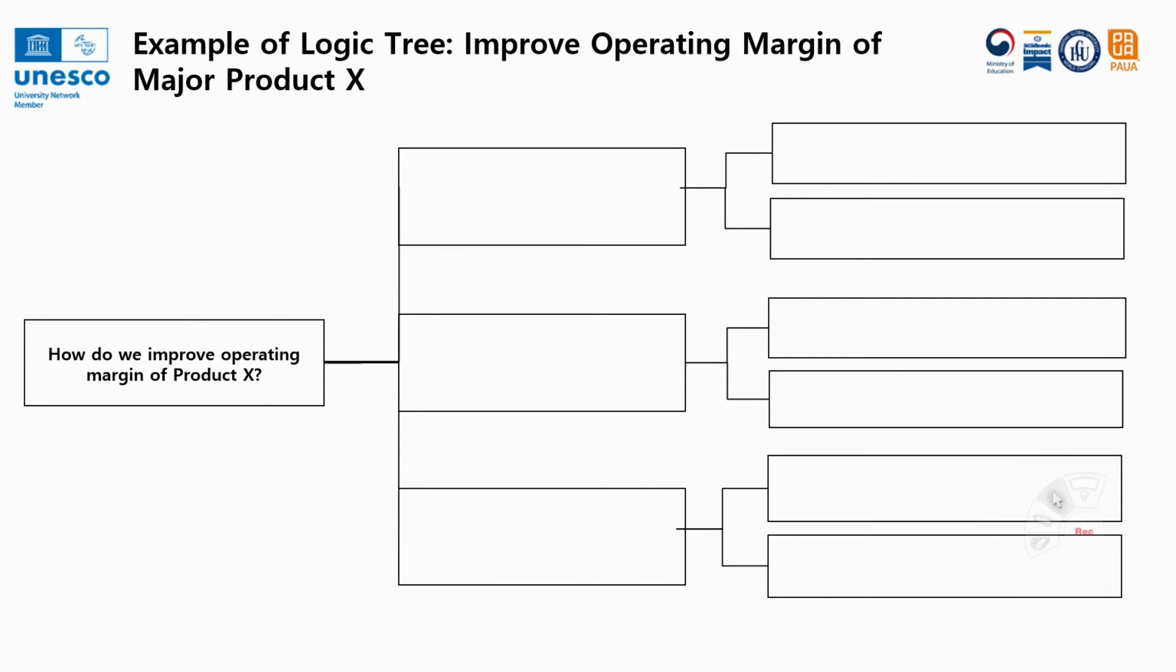Now let's move on to another example of the logic tree. That's improving operating margin of major product X. As I introduced in my prior class number 2, in the problem solving 7-step process overview, in good problem statement, when I introduced the example of the problem statement, I used the case of improving operating profit margins of the major product X, right?